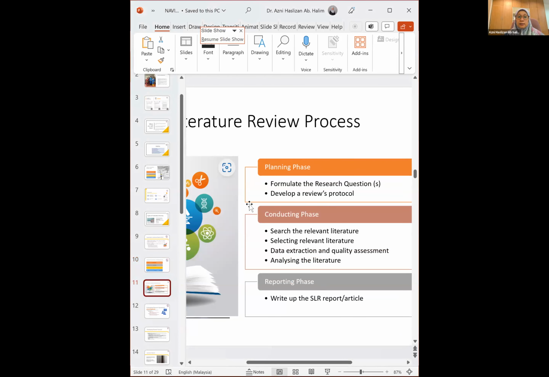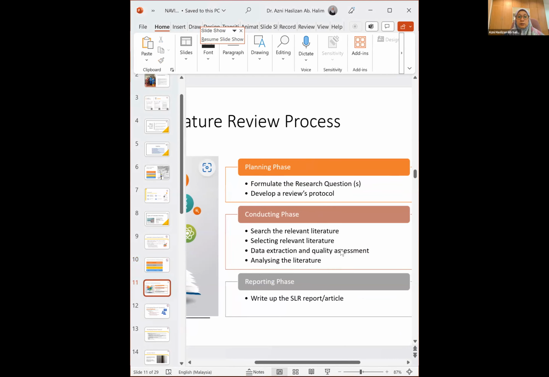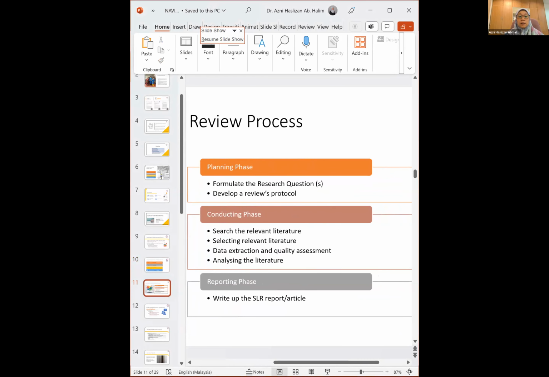So this is the process, the detailed process I explained just now. First, you have to formulate the research question. That is the most important. Then after that, come up with a research protocol, a review protocol. From there, you do the selection of relevant literature, and also the data extraction, quality assessment and analyzing. So this is the process. Okay, thank you. Okay, welcome.